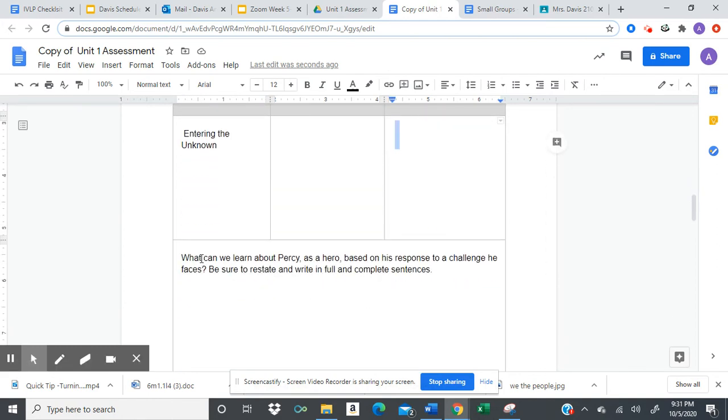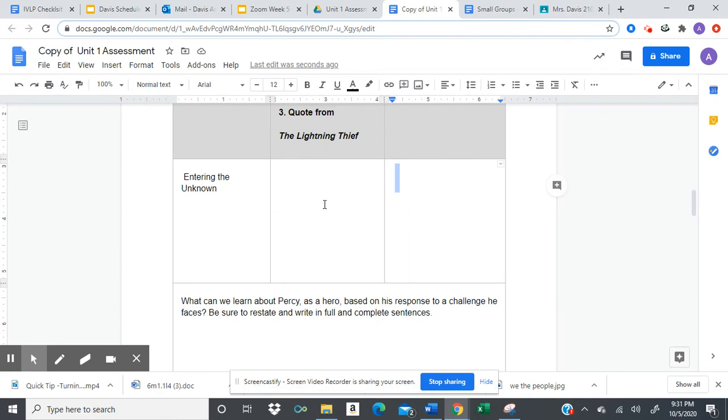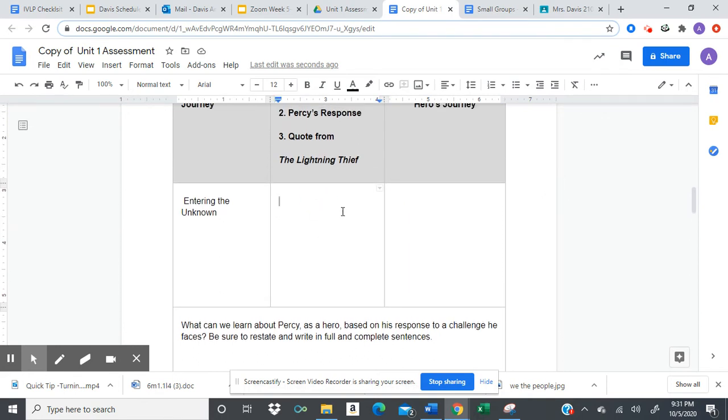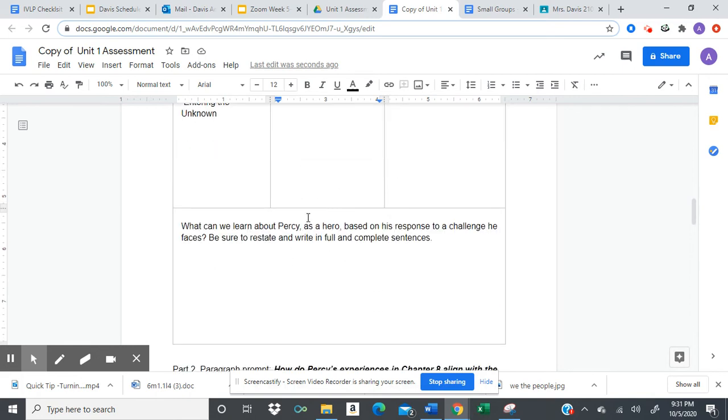All right, your next part is what can we learn about Percy as a hero based on his response to a challenge that he faces. So remember, that challenge should be up here. The challenge that you chose here and the response, what can you learn from him? And remember to use the RACE format. So we're going to restate the question. We're going to write it in full and complete sentences.